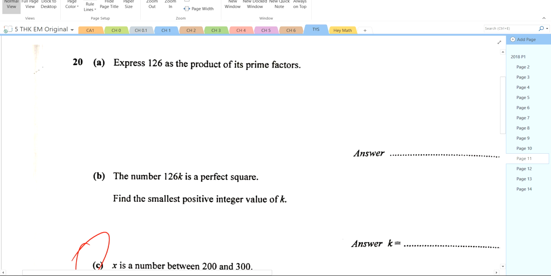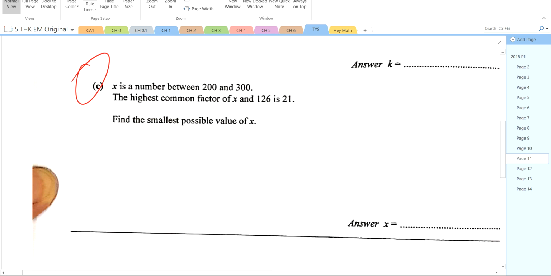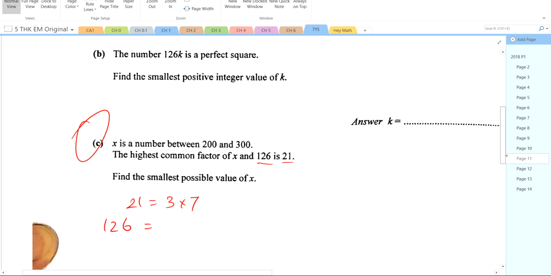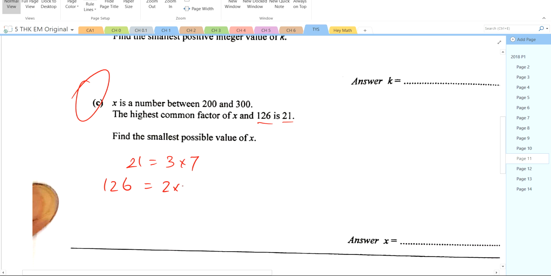This question, always write down the numbers 126 and 21 in terms of their prime factors. So 21 is straightforward, it's 3 times 7. 126, was it given earlier on? 126 as prime factors will be 2 times 3 squared times 7. The HCF of X and 126. So I don't know what this blank is, but the HCF equals 21, right?